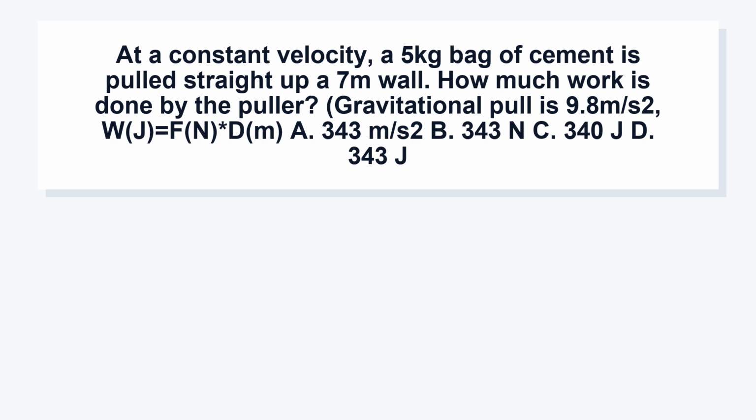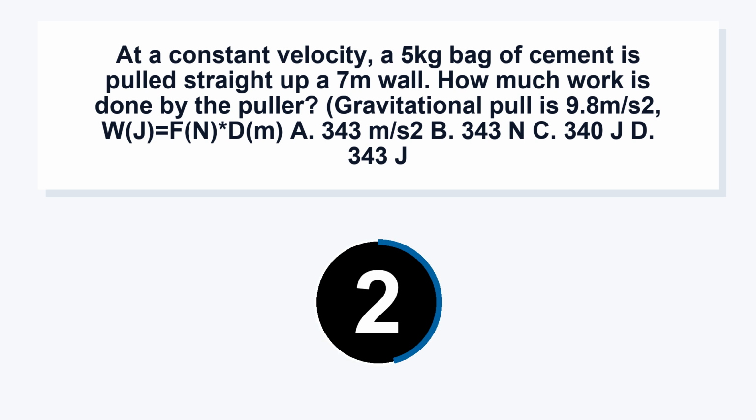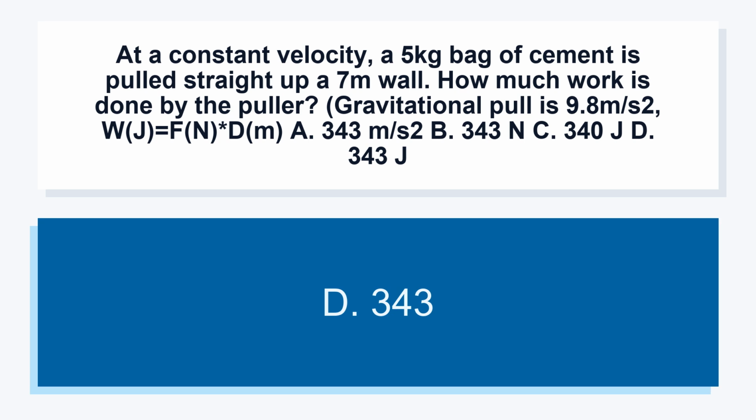At a constant velocity, a 5 kg bag of cement is pulled straight up a 7 m wall. How much work is done by the puller? Gravitational pull is 9.8 meters per square second. W (J) equals F (N) times D (m), A. 343 meters per square second. B. 343 N. C. 340 J. D. 343 J. D. 343.